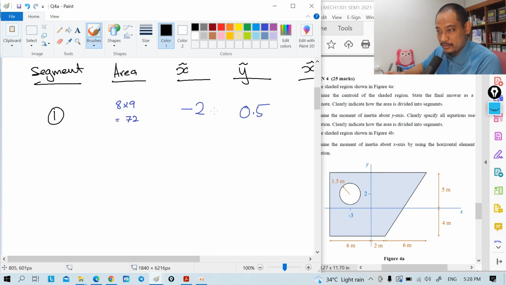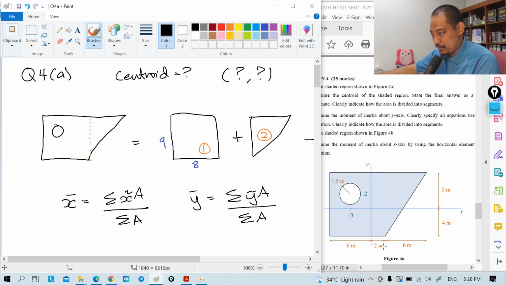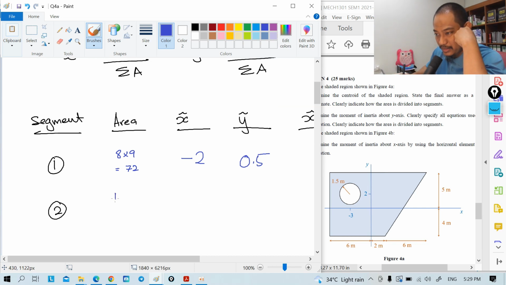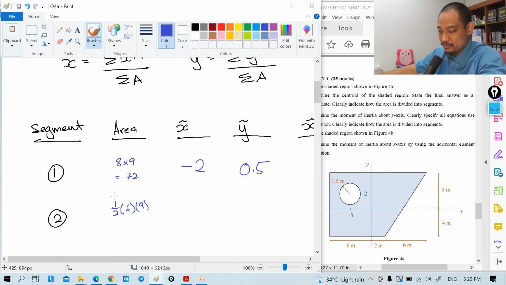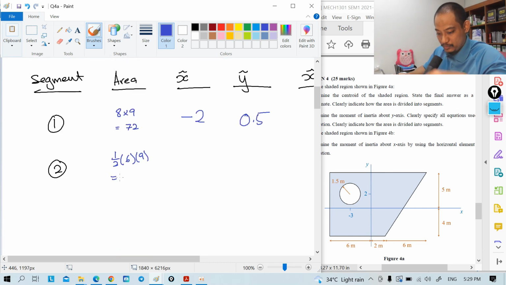So next, segment 2. Segment 2 is actually the rectangle, and if you see it, this one is 6, and the height is still 9. So based on that, the area is half times 6 times 9, equal to 27.